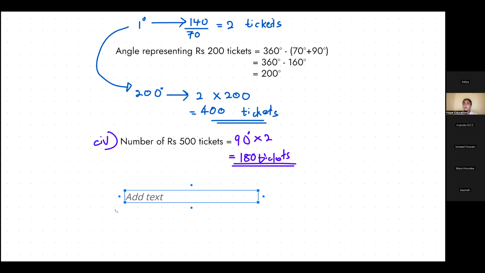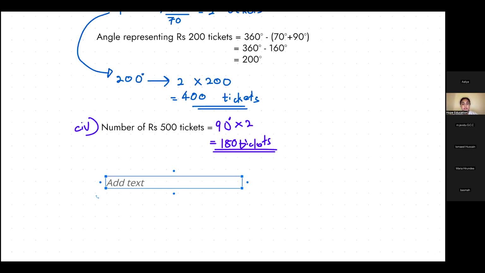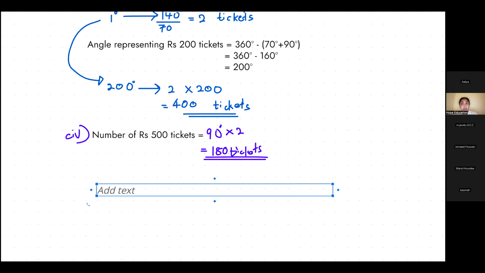How many 500 rupee tickets have been sold? 180. Correct, 180. Then one ticket is 500 rupees. 180 such tickets have been sold. So we have to multiply. Then how many 200 rupee tickets have been sold? 400. So one ticket is 200 rupees. 400 such tickets have been sold. So I multiply by 400.